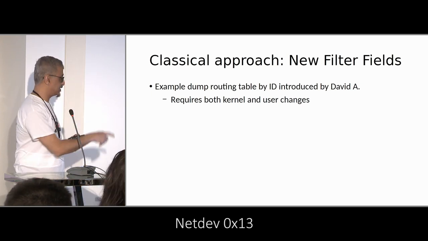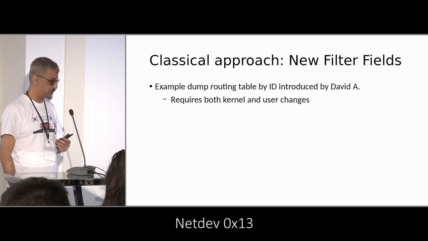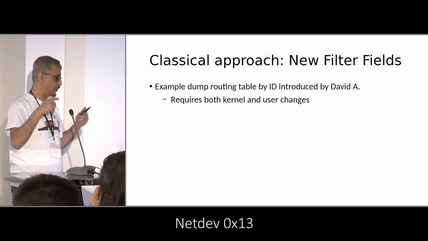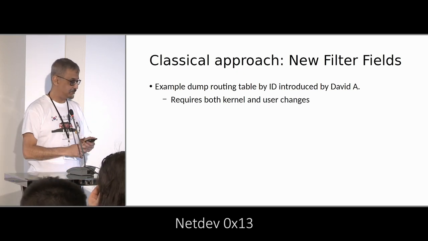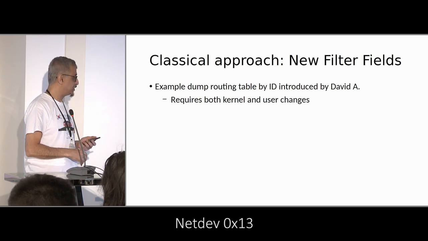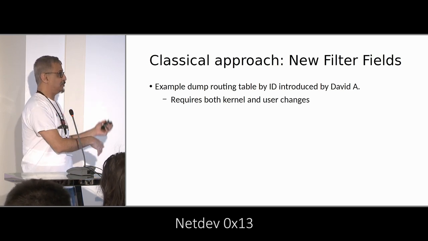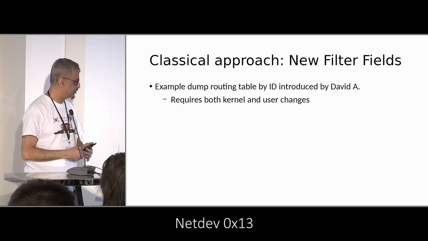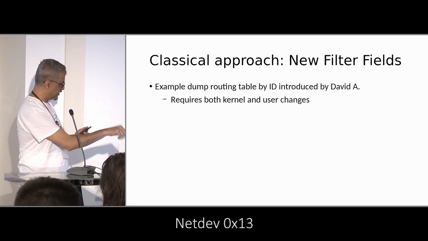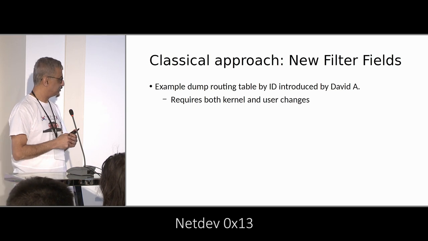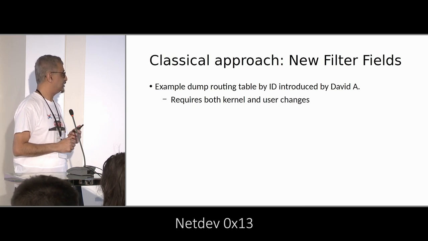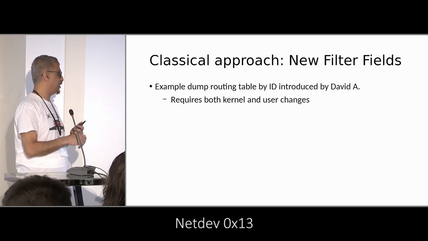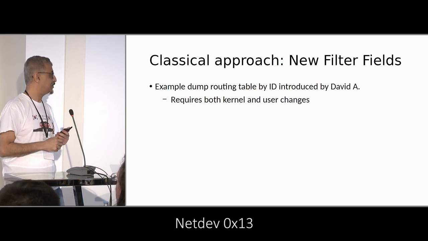So the classical example is what you just described, and I use David's example here where he added the table ID. And yes, it's a nice filter, and it was not needed before, but it was needed now because of scale, right? I think that was a motivation for adding it at the time. You just wanted the one table. Well, the original motivation was when I was doing VRF. Right. I didn't want all the tables. I just wanted the VRF table.